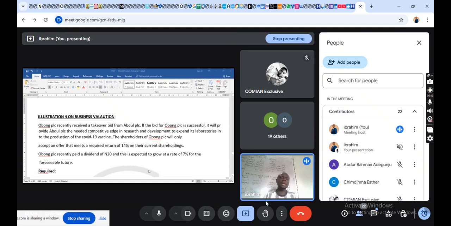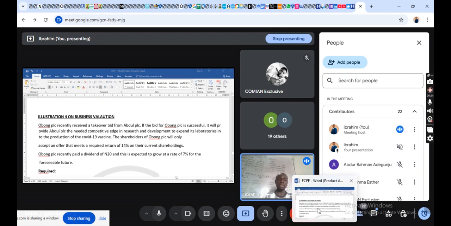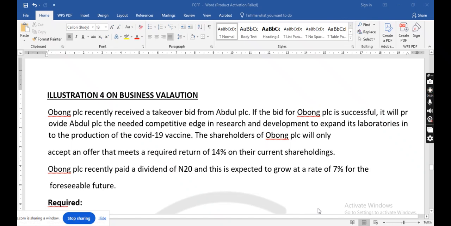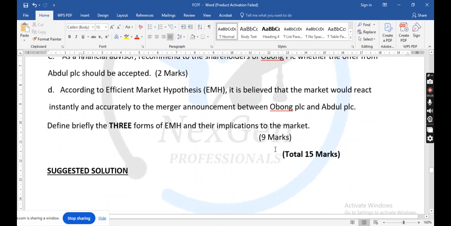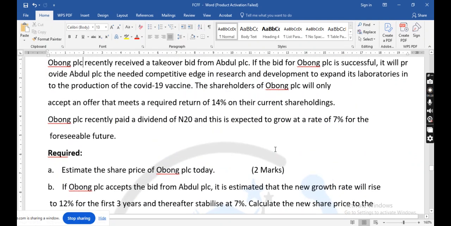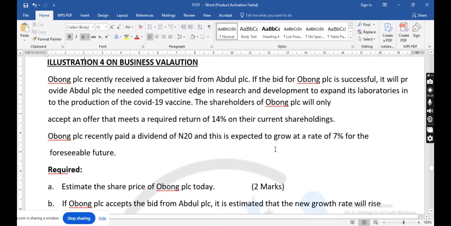Obong PLC recently paid a dividend of 20, and this is expected to grow at the rate of 7% for the foreseeable future. What is the required? The question says we should determine the market share price. So when you want to determine the share price, they are talking about dividend. And don't forget, there is a growth in this dividend.